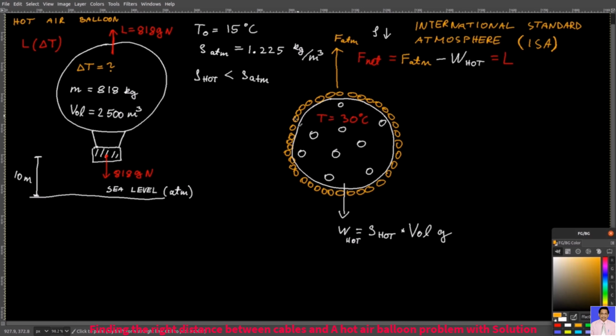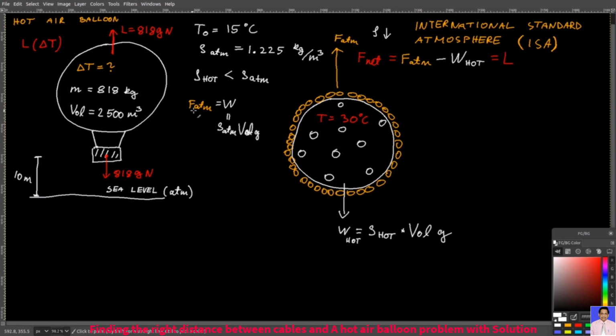Now when we had our imaginary volume, then this atmospheric force was equal to the weight of the air inside that imaginary volume. And you knew that you could write it out like this: the air density at sea level times the volume times g.